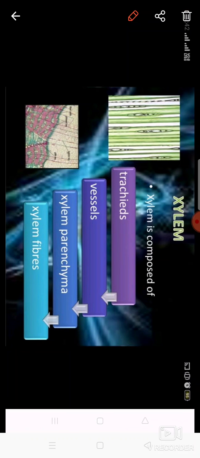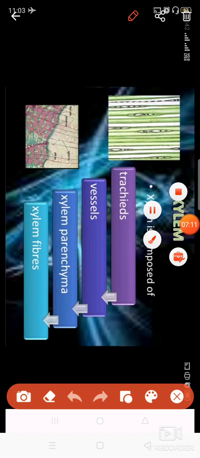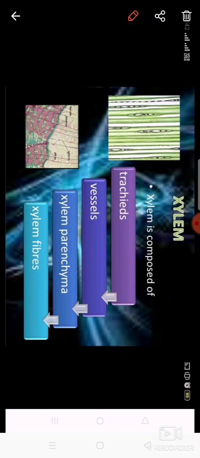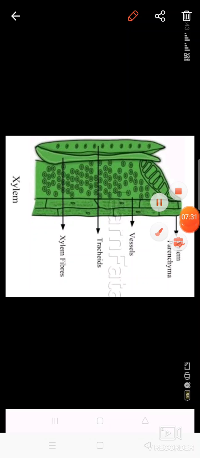Now let us see the xylem tissue, what it is made up of, what are the cells which compose the xylem. So basically xylem is made up of tracheids, xylem vessels, xylem parenchyma, and xylem fibers. So these are arranged in this manner. Let us see the diagram so that it will be clear to you.